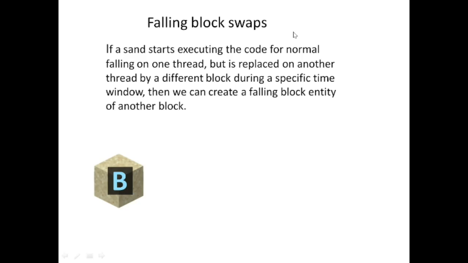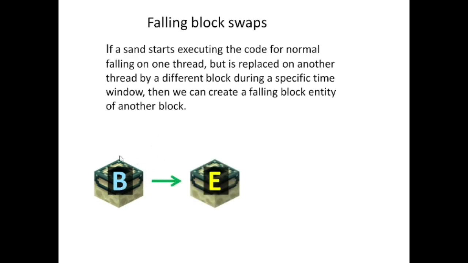Now, next up are falling block swaps. To get falling block swaps, you need to start executing the code of a sand, and then replace the sand by a different block while it's executing the code, and before it creates the falling block entity. So we update the sand, and then it runs the code, and while it's running the code, we replace it by a different block. Then the sand code will get the block state at the position and will create an entity of that new block state. And then once the entity gets processed, the falling block entity will check whether there's a block of the same block state at that position, and if there is such a block, then it will delete the block, and then the entity will fall down. That's how falling block swaps basically work.